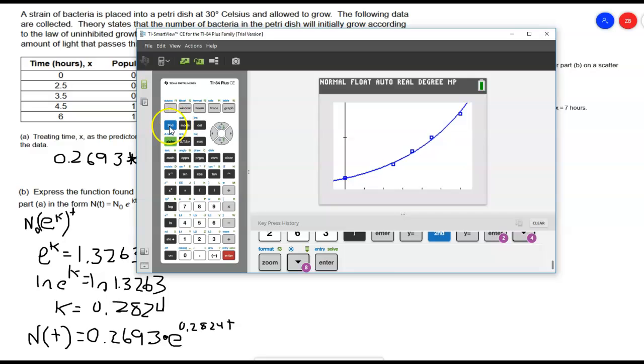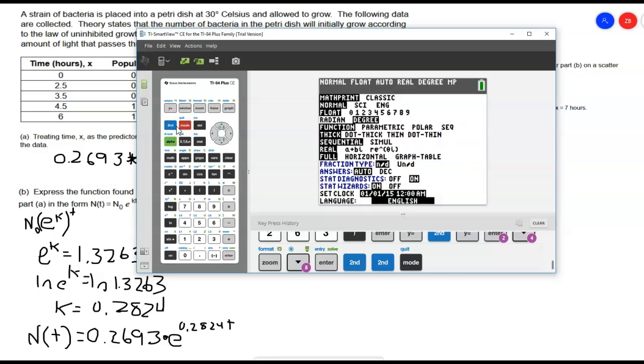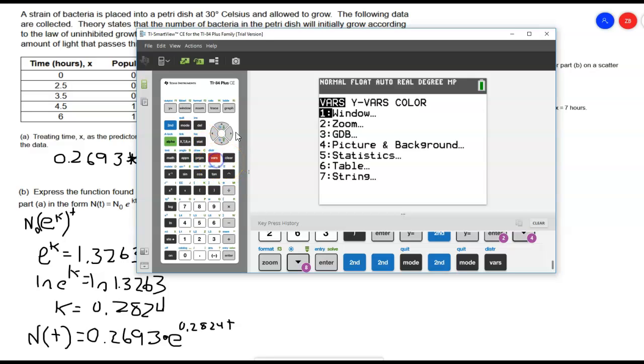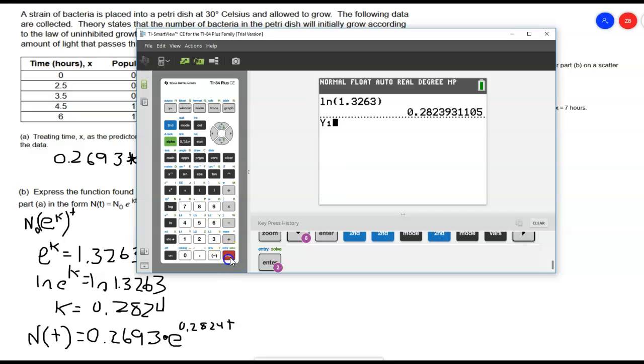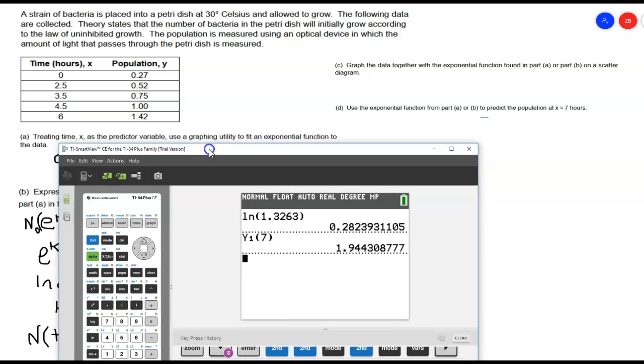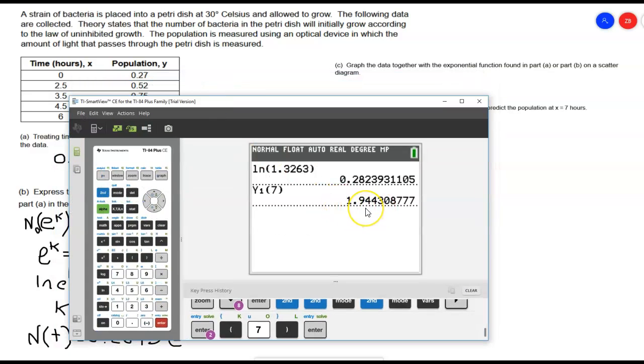So what we're going to do is just go back to our calculator and go to Variables, Y-Vars. That means we're going to pull up our Y1 function, which was that exponential function of best fit, and evaluate it at 7. So that means the population after 7 hours should be about 1.94. Let's go ahead and round to 2 decimal places.